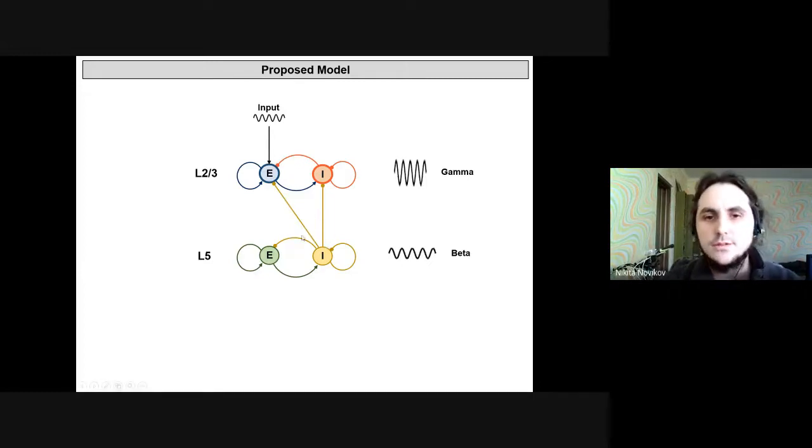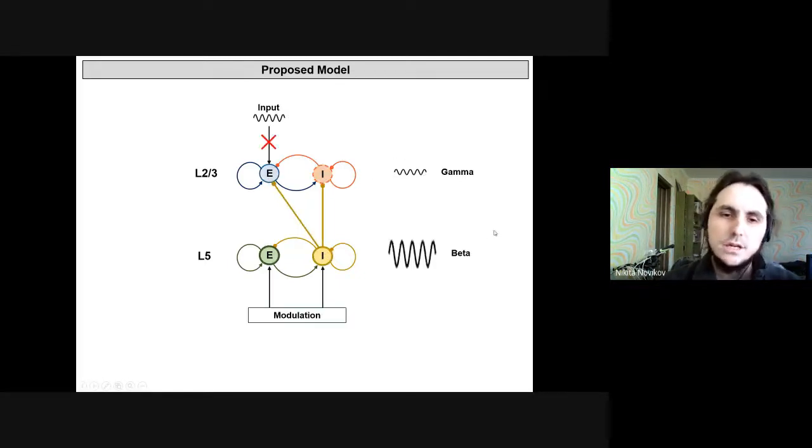And we have these inhibitory connections from deep layer interneurons to the superficial layer. If we provide additional excitation to layer 5, due to these inhibitory connections, the gamma activity and also gamma band resonance will be suppressed in layer 2/3, and it will prevent input from affecting the circuit. Okay.